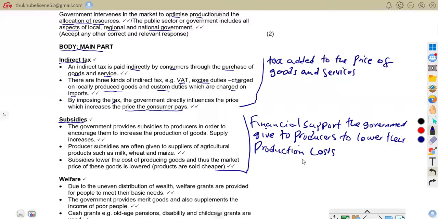This helps make goods cheaper and encourages more production, e.g., subsidies to farmers. So as it says, the government provides subsidies to producers in order to encourage them to increase what? The production of goods. Supply increases. Producer subsidies are often given to suppliers of agricultural products such as milk, wheat, and maize. Subsidies lower the cost of producing goods, and thus the market price of these goods is lowered. Products are sold cheaper. Hope we are together on that.